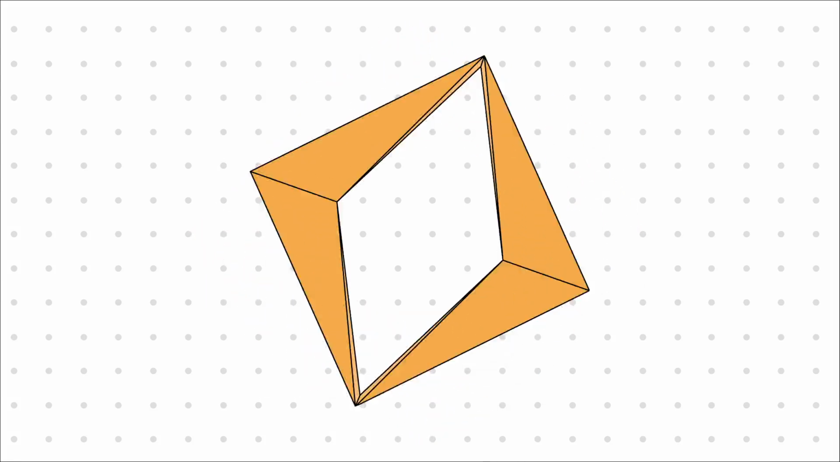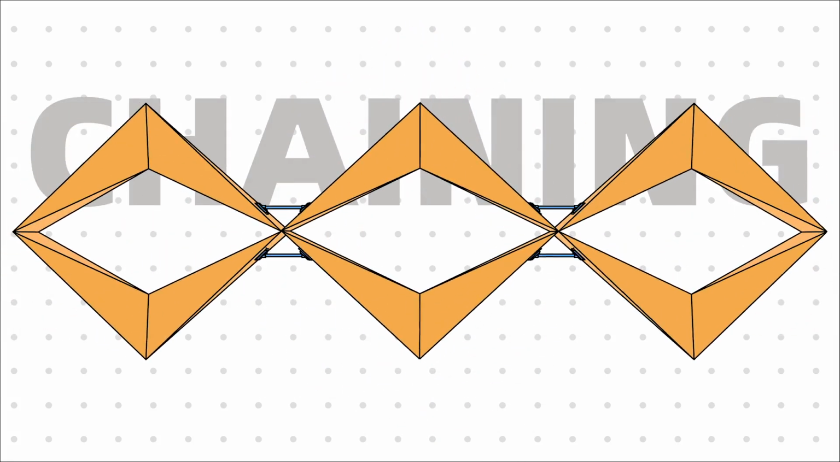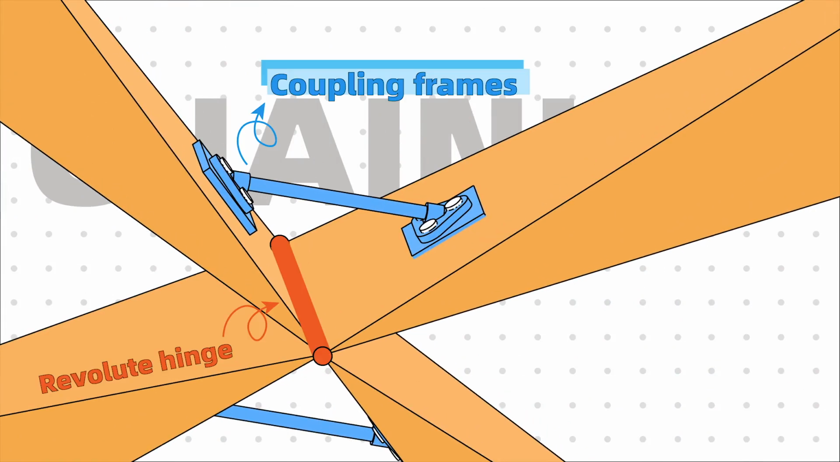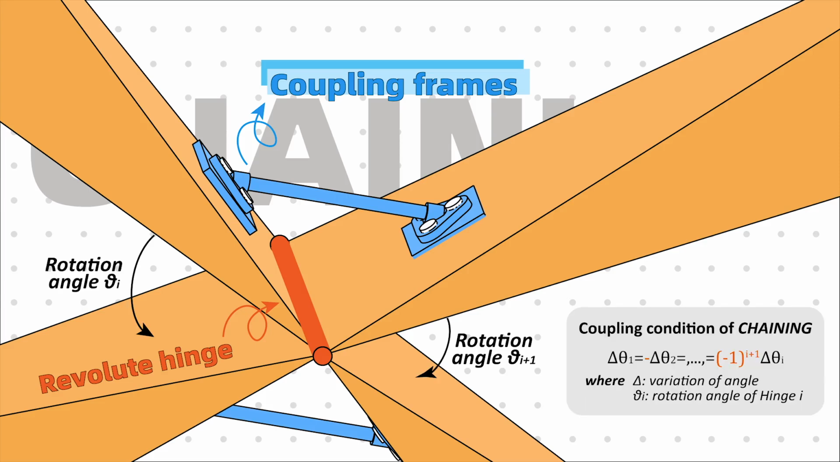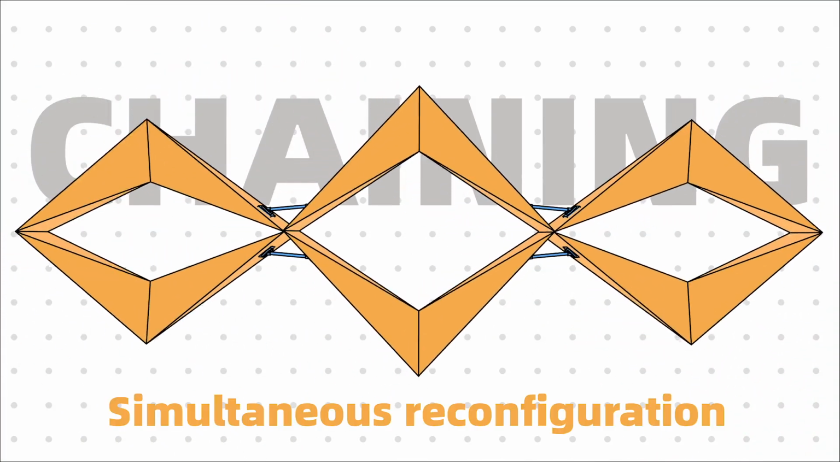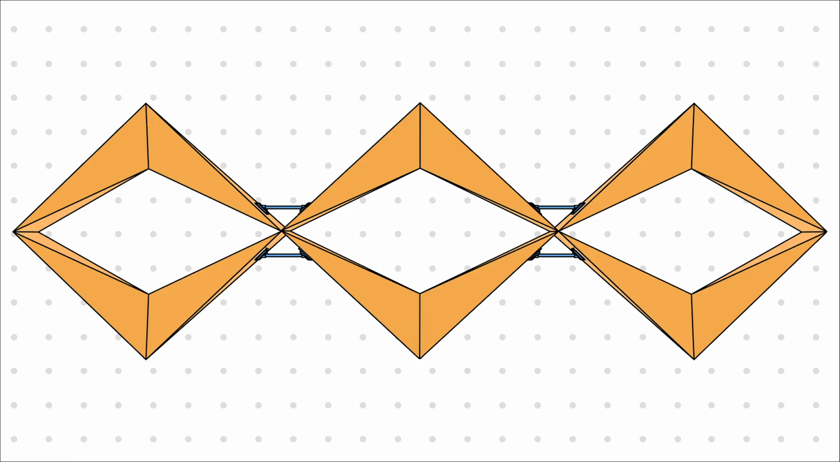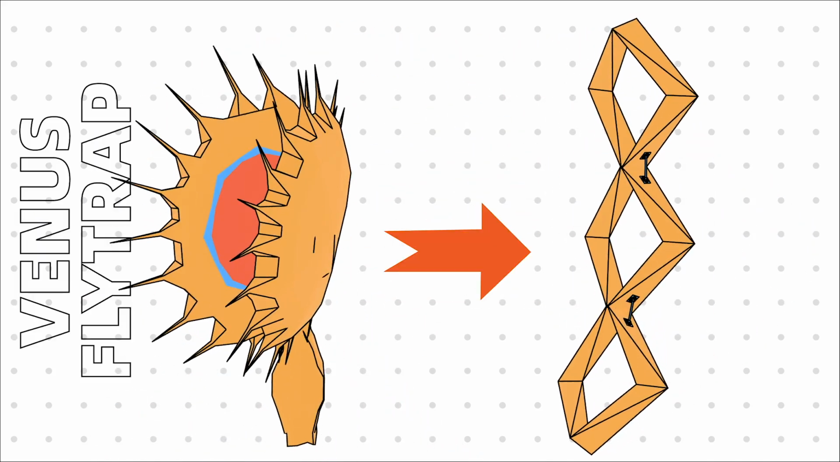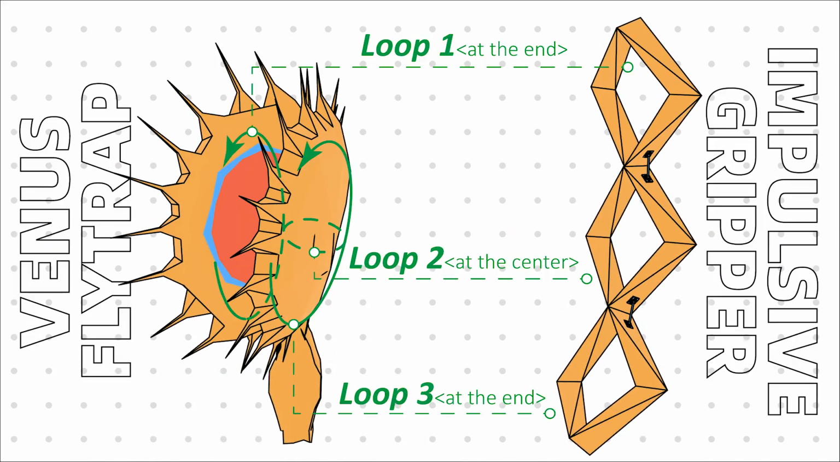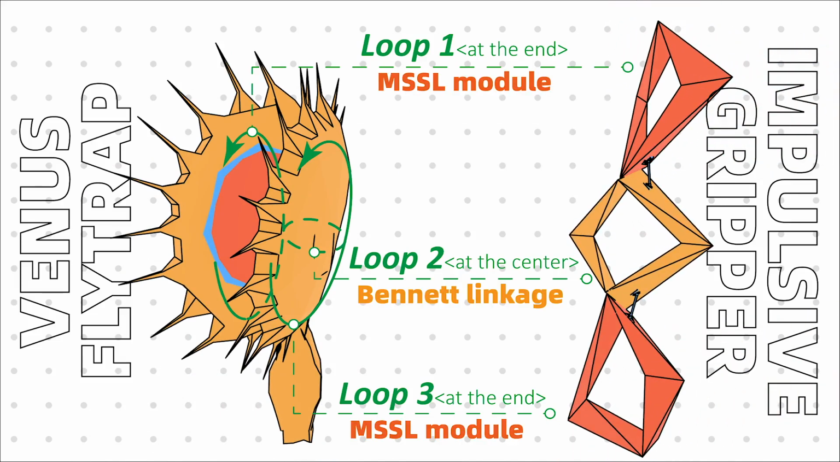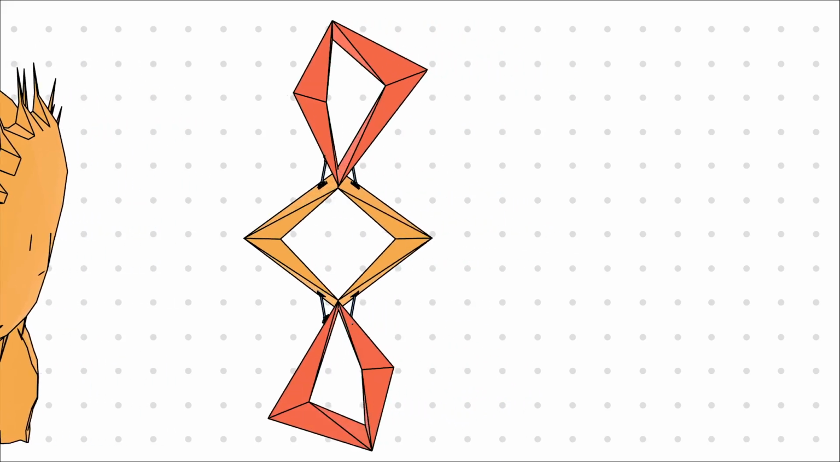The next coupling approach is chaining. Similar to the stacking coupling, the coupled hinges are fixed with coupling frames to decrease the additional degree of freedom, while the coupling conditions turn to an inversed form. Thus, the reconfiguration can be transmitted through the coupled hinges. In this section, we are inspired by flytraps and propose an impulsive gripper with 2 identical MSSL modules and 1 Bennett linkage. There are 2 obvious advantages of this design.